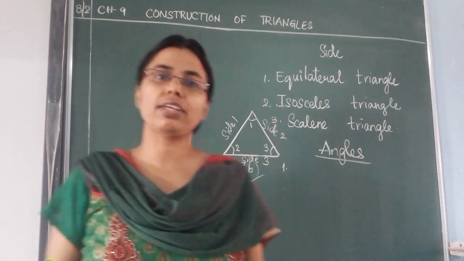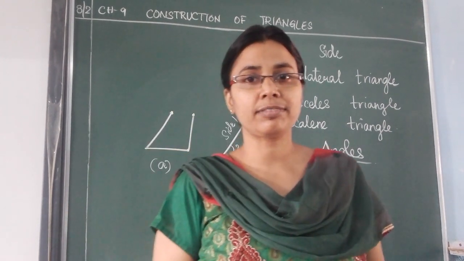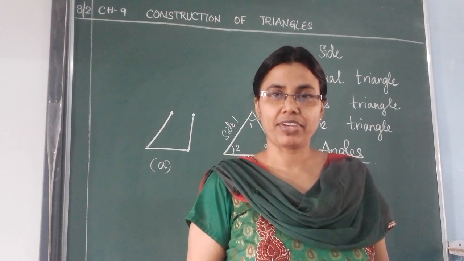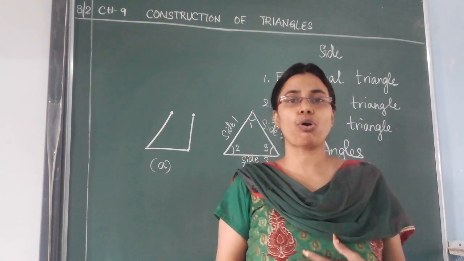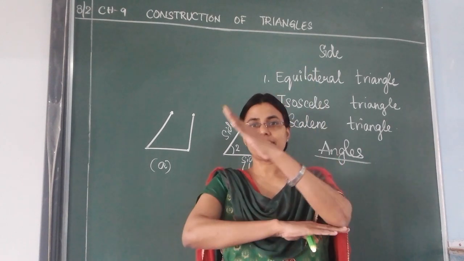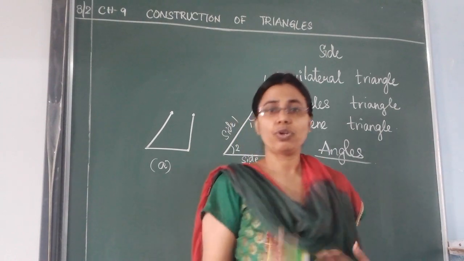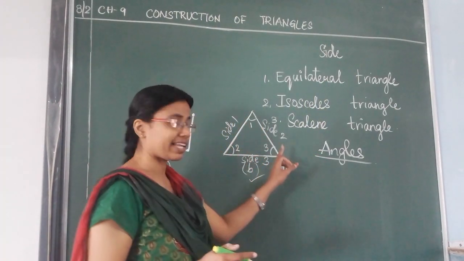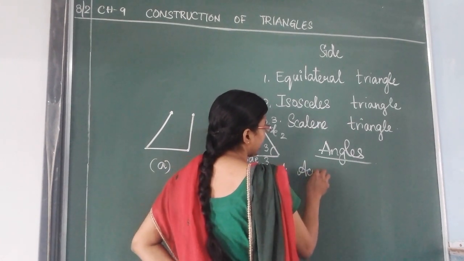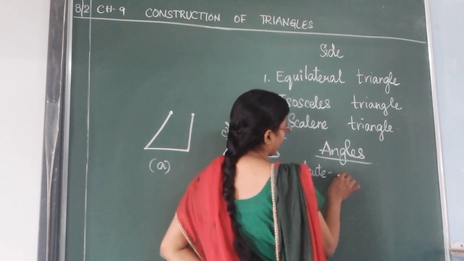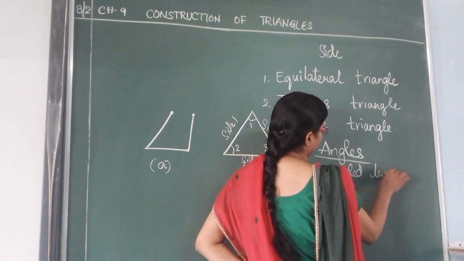The first one is the acute angled triangle. What is an acute angle? Very good. An angle which is less than 90 degrees is called an acute angle. Less than 90 degrees, it is an acute angle. And so if all the angles are less than 90 degrees, it is called an acute angled triangle. Acute angled triangle.